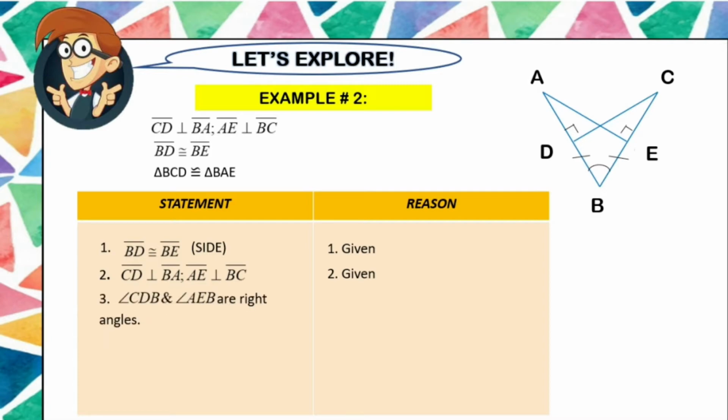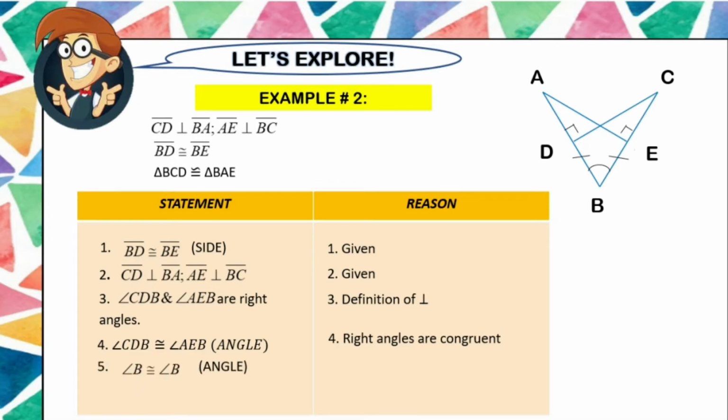For our third statement, since CD is perpendicular to segment BA, and segment AE is also perpendicular to segment BC, we can say that angle CDB and angle AEB are both right angles. That is because perpendicular lines form right angles. Since angle CDB and angle AEB are both right angles, therefore, they are congruent to each other, because right angles are congruent.